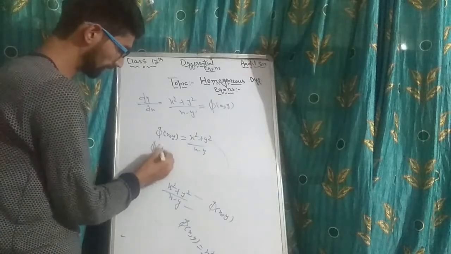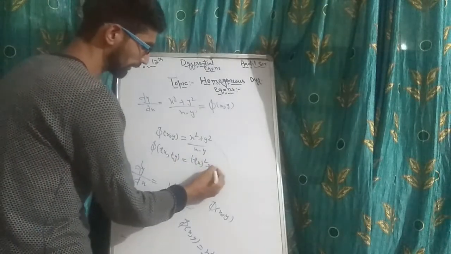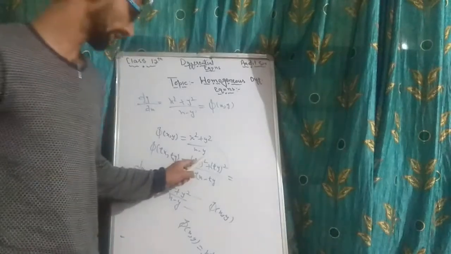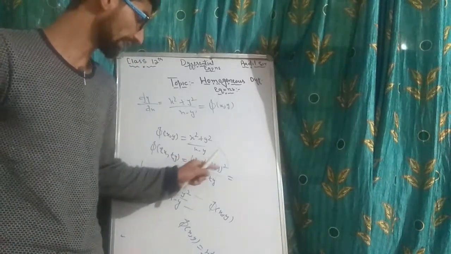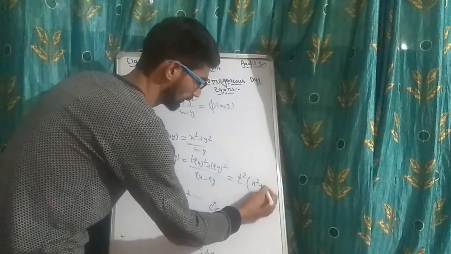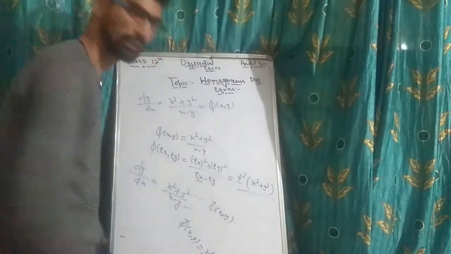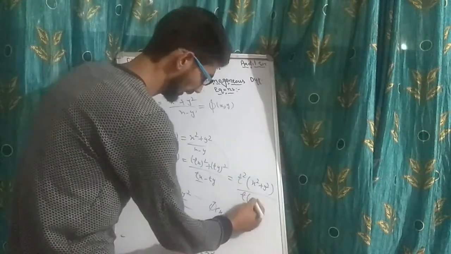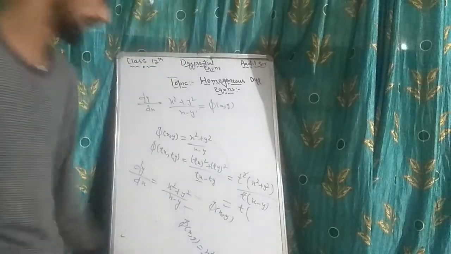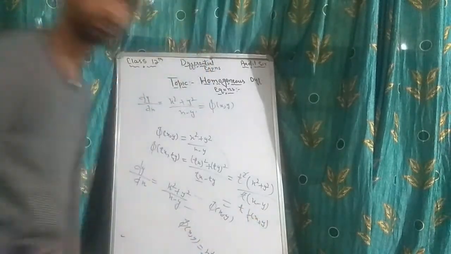Now we will make a substitution: x to tx and y to ty. We get tx square plus ty square divided by tx minus ty. Here t square is associated with both x square and y square, so we can take t square common, giving t square times x square plus y square. In the denominator, t is in both terms, so we take t common, giving t times x minus y. Then t square over t gives t, so we get t times x square plus y square divided by x minus y. That is phi of x, y.